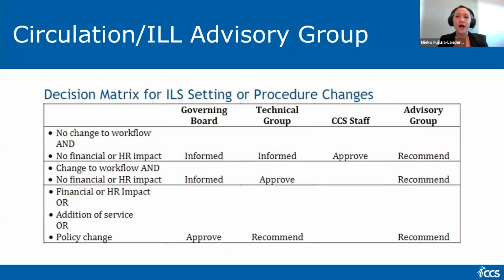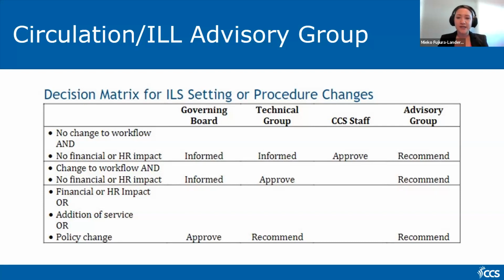As I mentioned before, one of the main roles of this group is to give recommendations on things like shared workflows or policy changes, but what happens with those recommendations? We have a decision matrix that guides where recommendations go, depending on what the impact of those changes will be. Reviewing our matrix: if there is no change to workflow or no financial or HR impact, CCS can take the recommendation from the group and implement it.